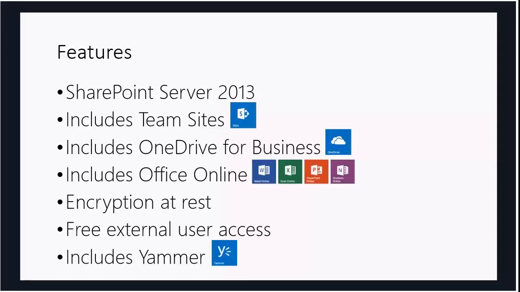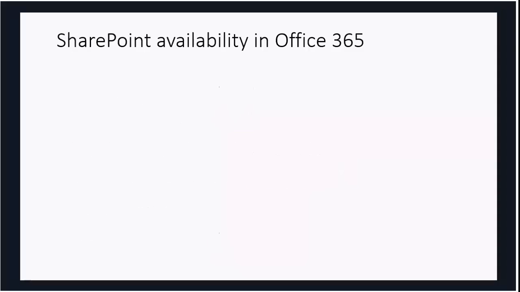And what we're seeing now is that SharePoint Online is including Yammer. Yammer is an enterprise social network that allows people to collaborate better and surface information that would normally be siloed within emails.